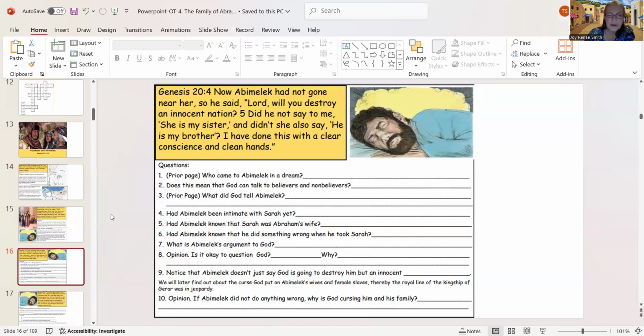What is Abimelech's argument to God? Are you going to destroy an innocent nation? I did not know. Why hold me accountable for something I didn't know? Is it okay to question God? Yes, it is okay to question God. It's okay to ask questions of God. That's how we learn from him.